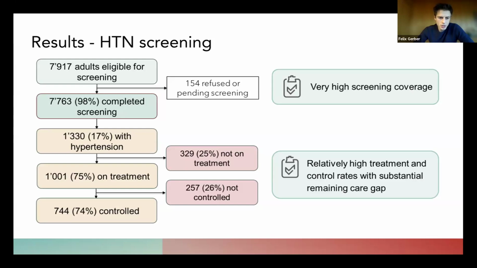And then you see that we found a hypertension prevalence of roughly 17%, which was more or less expected. Of those, about 75% were already on treatment at baseline, and of those, about 75% controlled. So overall, we found a control rate of about 50% among all people with hypertension. Next slide.